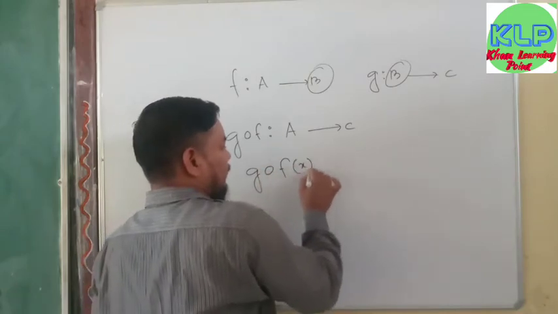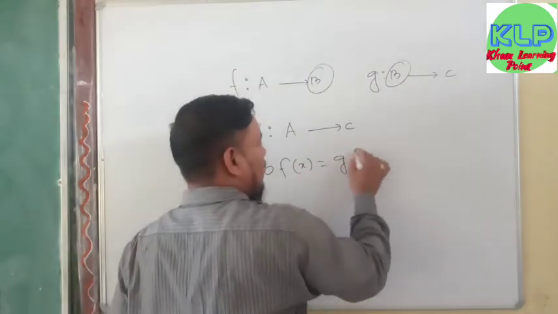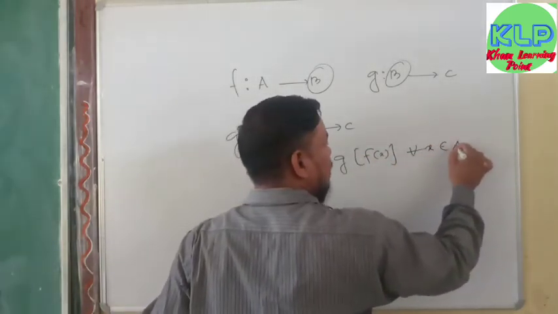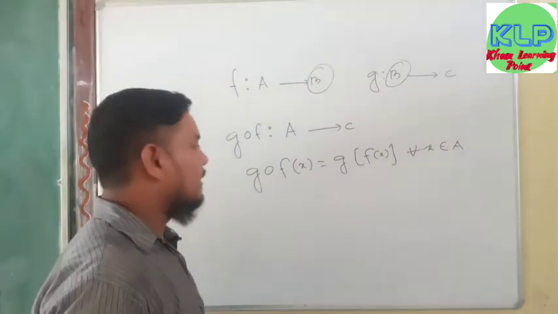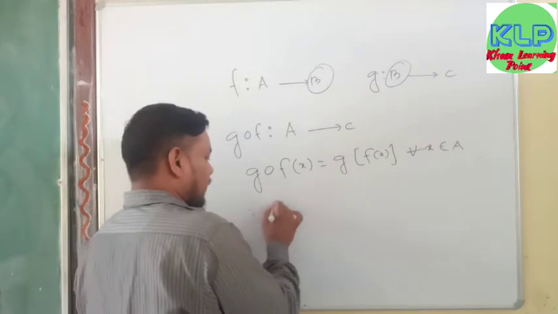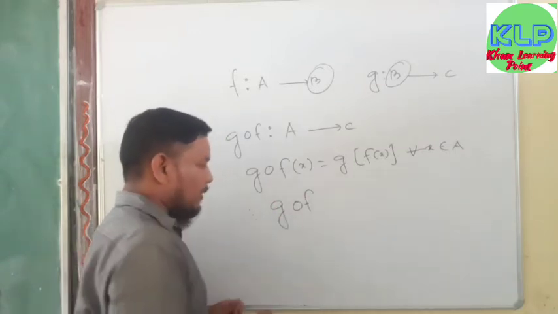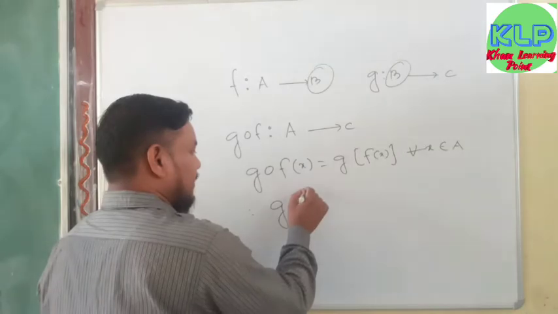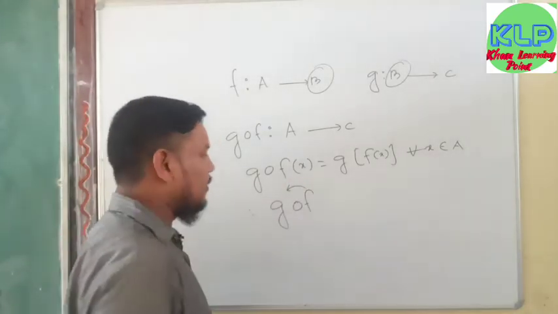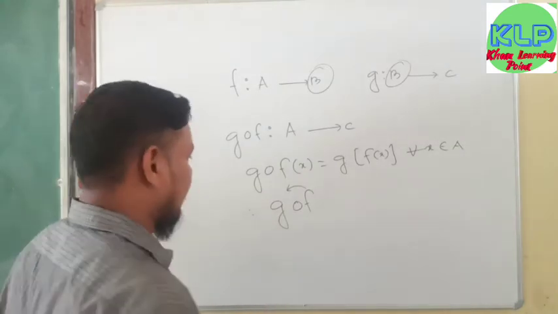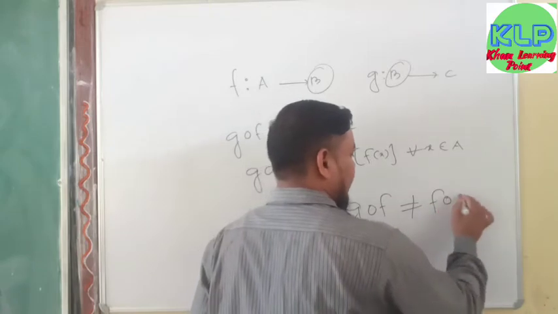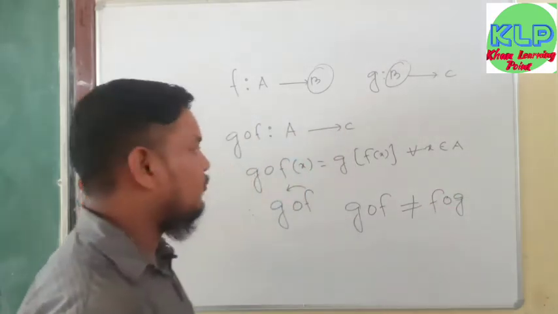gof(x) = g(f(x)) for all x belongs to A. In gof, the function f is operated first, then followed by the function g, and in general gof is not equal to fog.